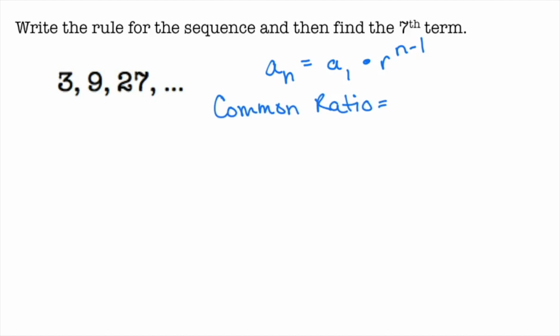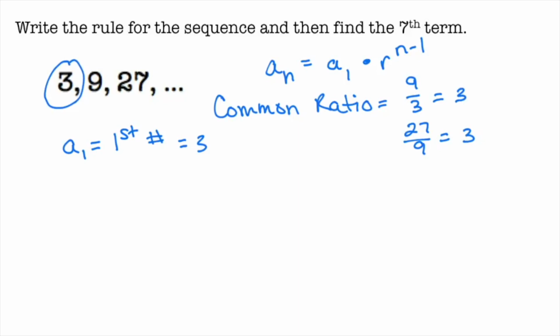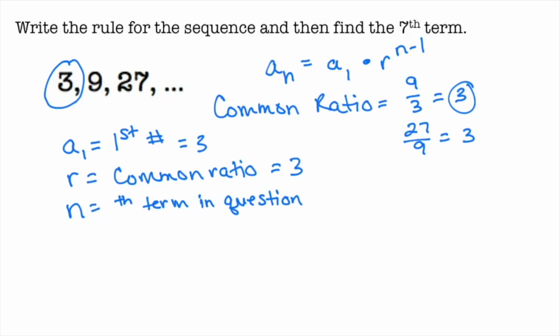So we have to find the common ratio, so we take the second number, divide it by the first, and you get 3. Just to test it to make sure this is actually a geometric sequence, we're going to do one more. So 27 divided by 9 is also 3. So 3 is your common ratio. Then remember, a sub 1 is your first number, which is 3 in the problem. You can see that right here. And your common ratio, again, is 3. That's just a coincidence with this problem. They're not going to match most of the time. And n is the nth term that they're looking for in the question, which is 7.